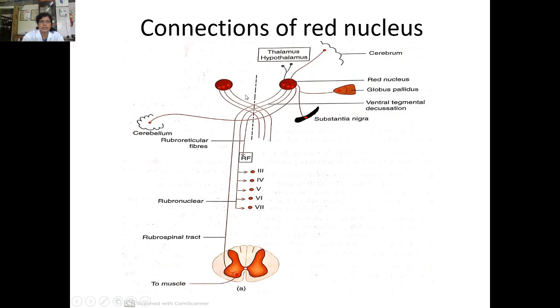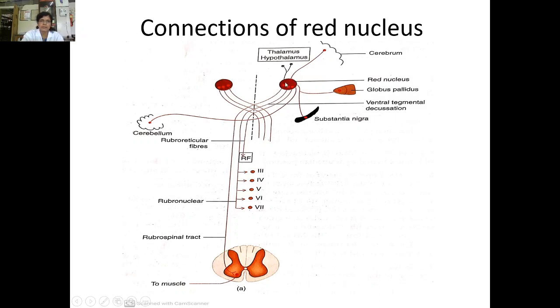red nucleus. So in this diagram you can see the red nuclei of both sides. Then it receives afferents from the cerebrum, that is the cerebral cortex, then from the globus pallidus, then from substantia nigra, and from the opposite side cerebellum.